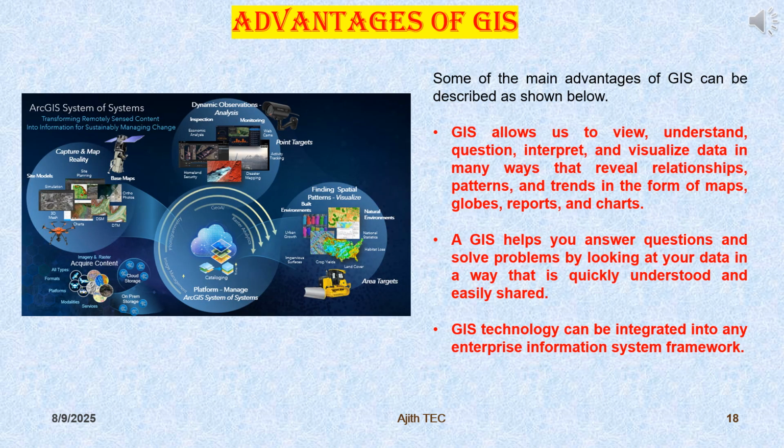Advantages of Geographic Information System. Some of the main advantages of GIS can be described as shown below. GIS allows us to view, understand, question, interpret, and visualize data in many ways that reveal relationships, patterns, and trends in the form of maps, globes, reports, and charts. A GIS helps you answer questions and solve problems by looking at your data in a way that is quickly understood and easily shared. GIS technology can be integrated into any enterprise information system framework.